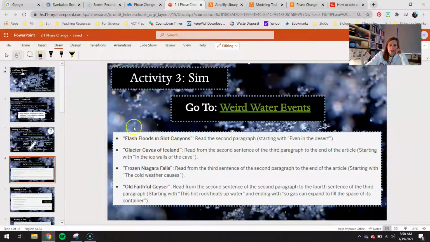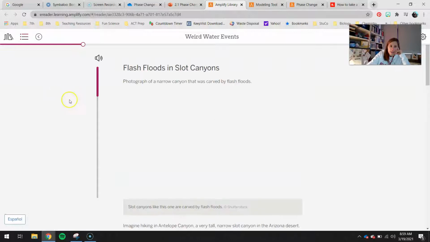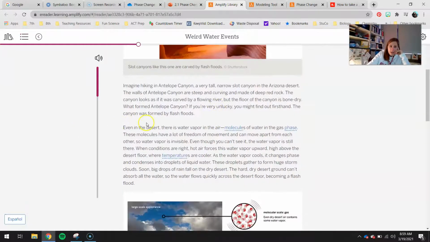So on this slide, what you see is a little blurb about where to find the information you need to complete this for each of these 4 articles. So even though you only read 2 of the articles, you still will need to know the information for all 4. Okay, this is your little cheat sheet. This tells you where to go. So for instance, if you did not read Flash Floods and Slot Canyons, it tells you right here, read the 2nd paragraph starting with "Even in the desert." Okay, so I'm going to go into my Flash Floods, and I'm going to go to my 2nd paragraph.